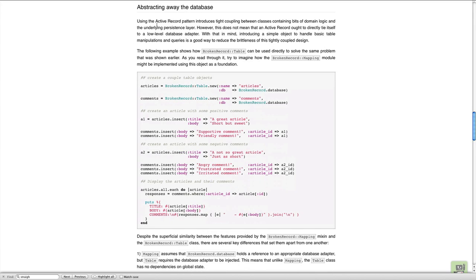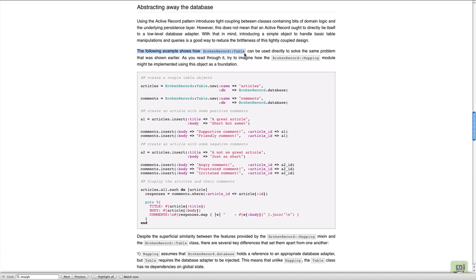Extracting away the database. Using the active record pattern introduces tight coupling between classes containing bits of domain logic and the underlying persistence layer. However, this does not mean that an active record ought to directly tie itself to a low-level database adapter. With that in mind, introducing a simple object to handle basic manipulations and queries is a good way to reduce the brittleness of this tightly coupled design.